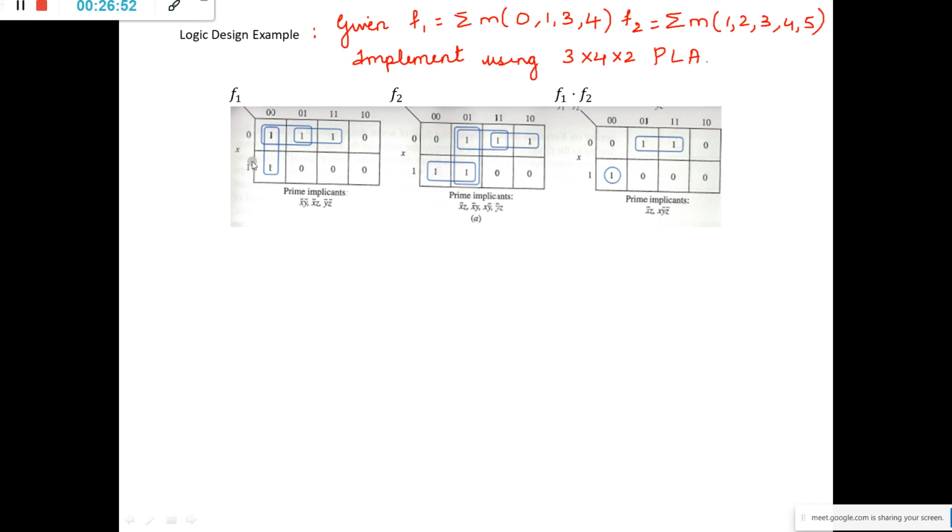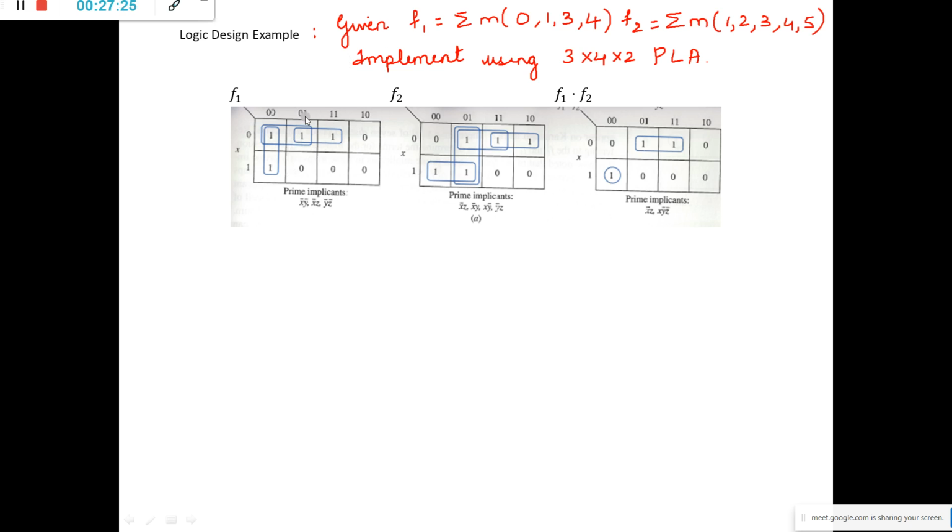So here f1 and f2 are given, and we have to implement them using PLA. The size is also given, 3 cross 4 cross 2. 3 is the number of input lines, that is 3 variables x0, x1, x2. 4 is the number of product terms. 2 is the number of functions, F1 and F2, so 2 is the number of output lines.